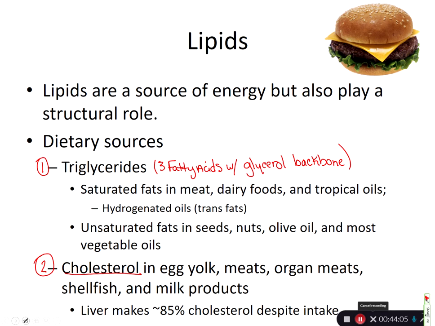We don't want that. Where we find cholesterol is in places like egg yolks, meats, organ meats, like people who eat liver, shellfish, milk products, they all have cholesterol in them. And you really don't need a lot of cholesterol in your diet because your liver makes about 85% of the cholesterol you need in a day. So honestly, usually they say 2 egg yolks is all you need all day in terms of the amount of cholesterol. So usually we end up getting a lot more cholesterol than we need.